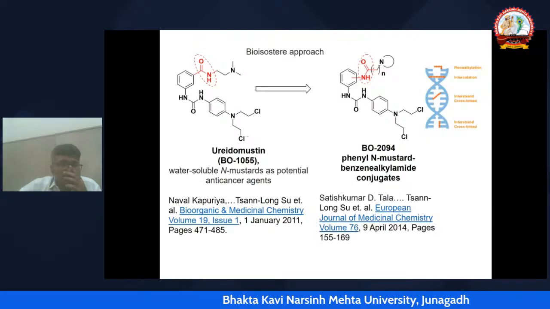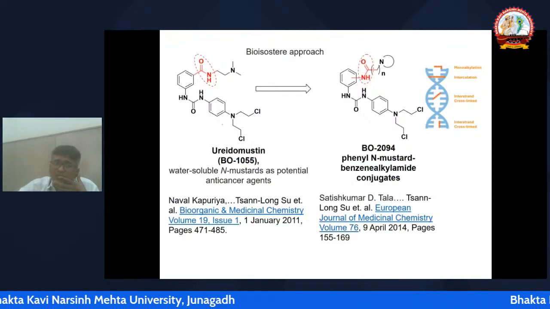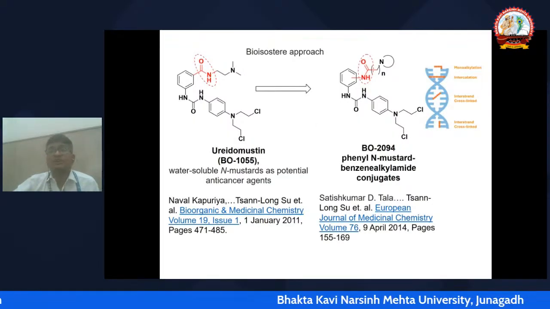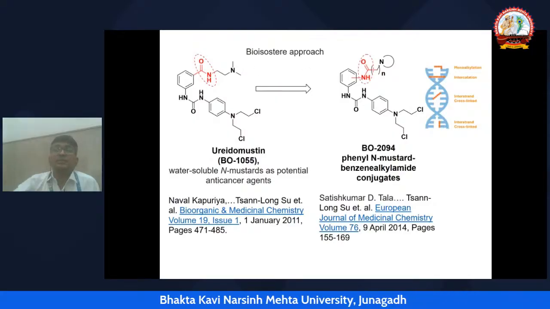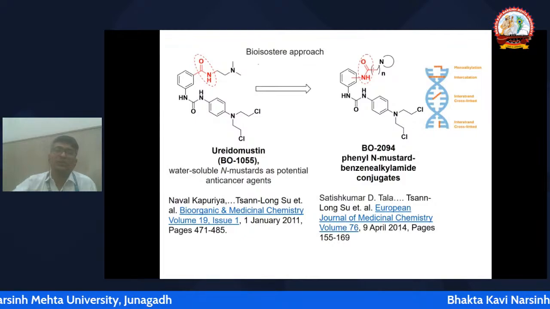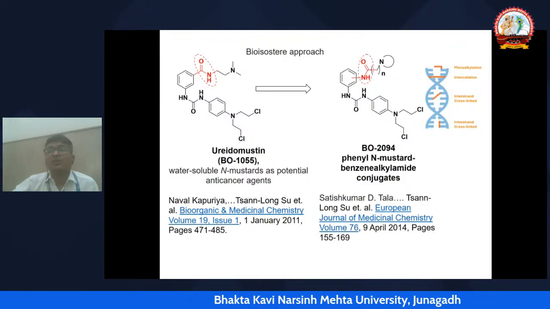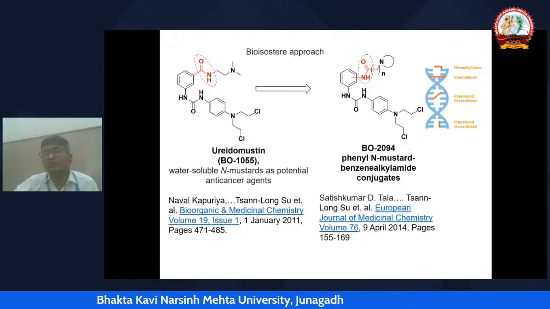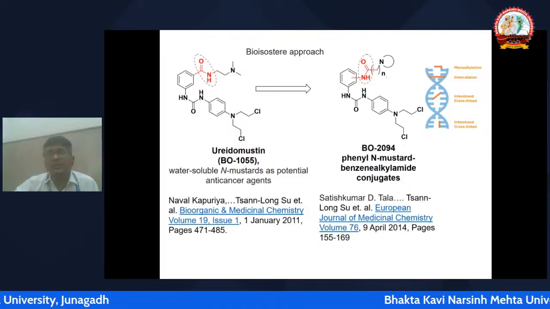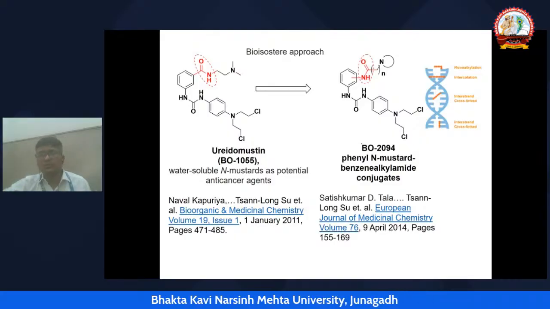So after that, particularly in our lab, Dr. Satish Tara has modified this particular uridomustine to BO2095. He changed this CONH group to an NHCO group. So he used the bioisostere approach and modified these lead molecules from BO1055 to BO2095. This compound has similar water solubility and more potency compared to BO1055.